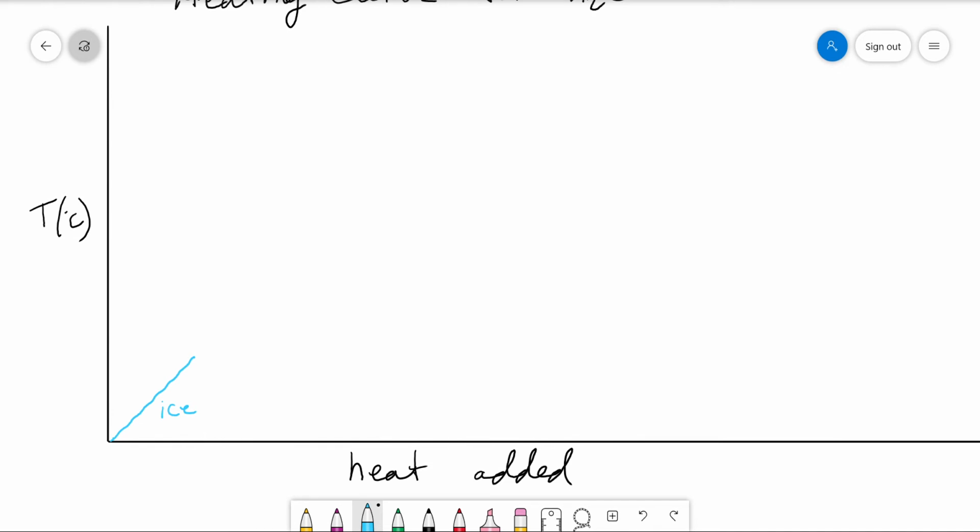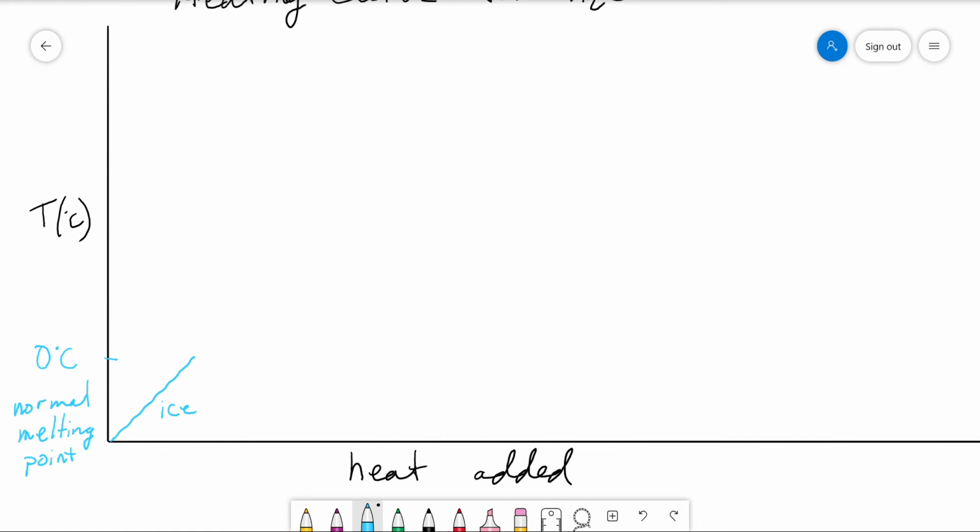And at some point, the temperature will stop rising. And what temperature will that be? Well, pretty simply, it's 0 degrees Celsius. That's the normal melting point for water. And the normal melting point has a definition that we won't worry about right at this second. Just suffice it to say that that's the temperature at which the ice will melt.